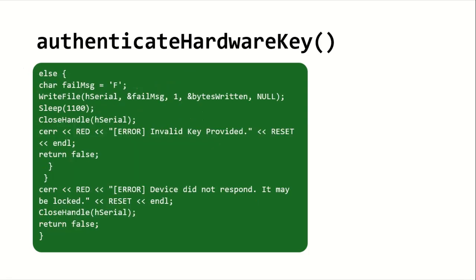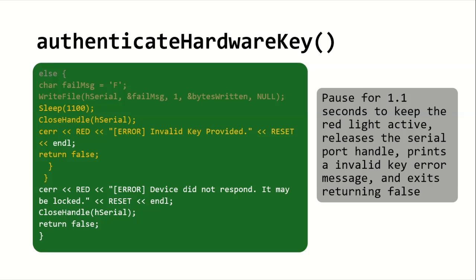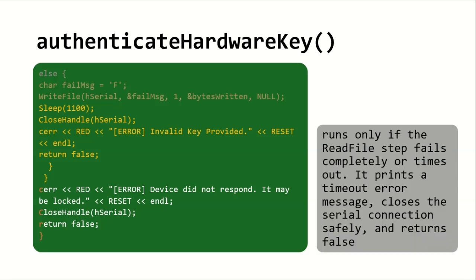But if we did not receive the key, or we receive a wrong key, we are going to send an F character to the ESP. We are going to run the red light, and we are going to print a red error, invalid key provided, in the console or the terminal on the PC side.